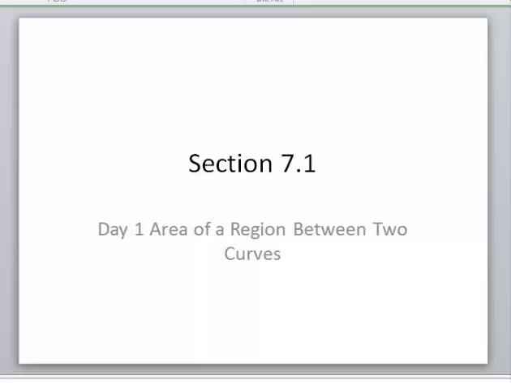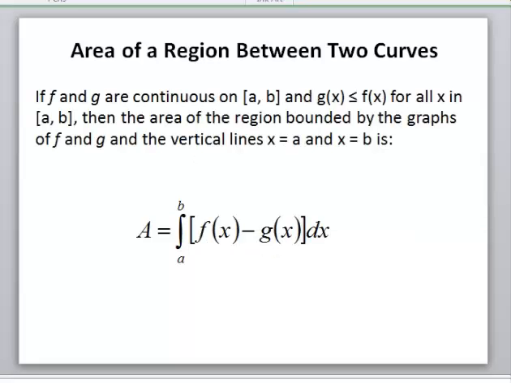Day 1, we begin finding the area of the region between two curves. When you find an area of a region between two curves and not just bounded by the x-axis, what we're going to be doing is creating an integral, finding their intersection points. Those will be the bounds, and then we'll take the functions and subtract each other.